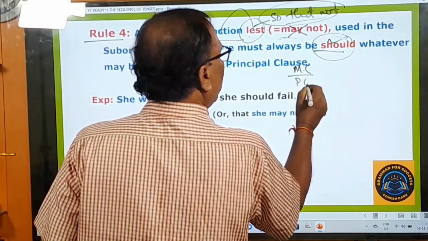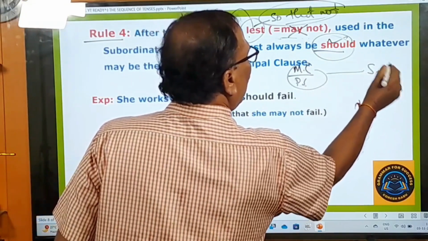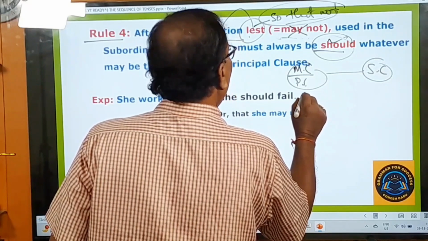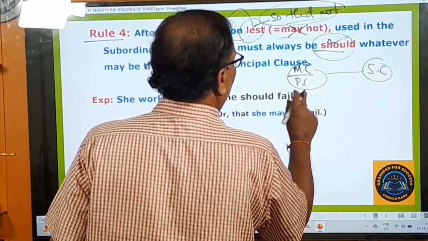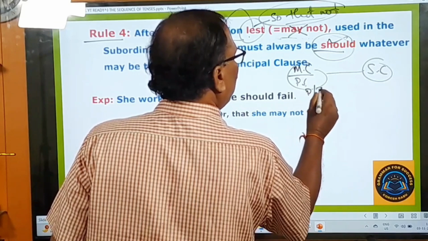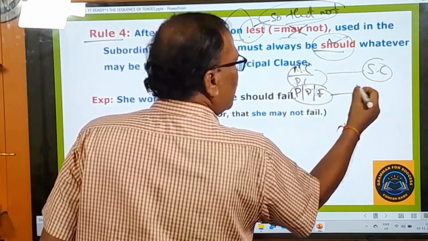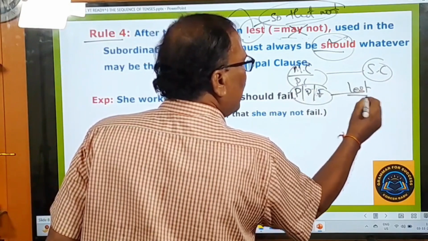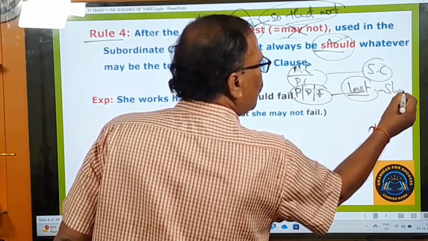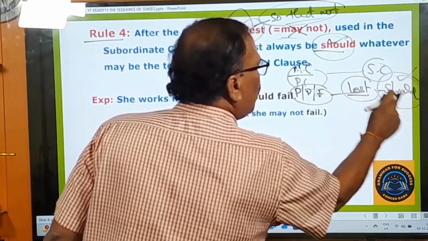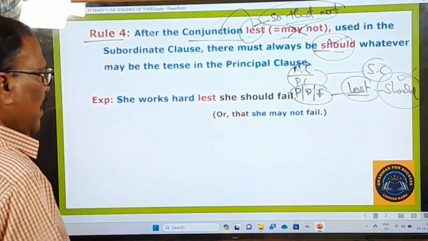Main clause or principal clause and subordinate clause is there, and here what is that? Whatever may be the tense, whether present tense or past tense or future tense, whatever may be the tense in the main clause, in the subordinate clause, after lest we should use only should. This is important. We should use only should. Please keep that in mind.